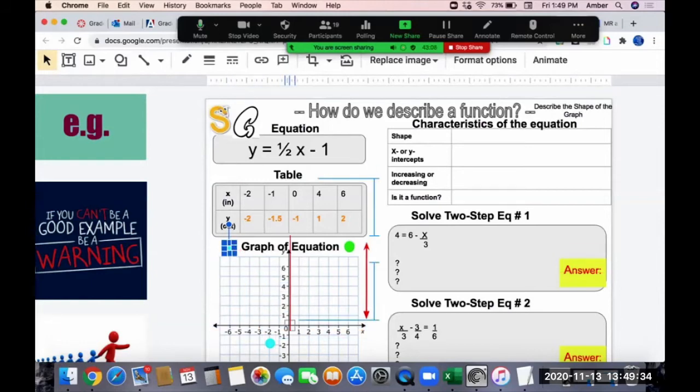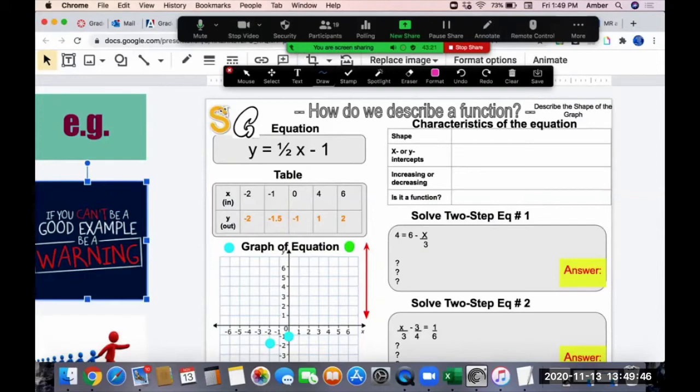Okay, so 0, -1, and 0 on the x, and then down 1. Okay, so that's my next point there. I have 2 points already, and because I have choices, that's why I did not graph the point with the negative 1.5 right there.